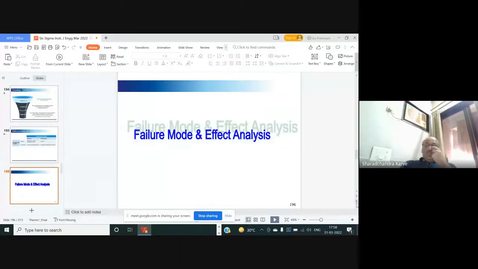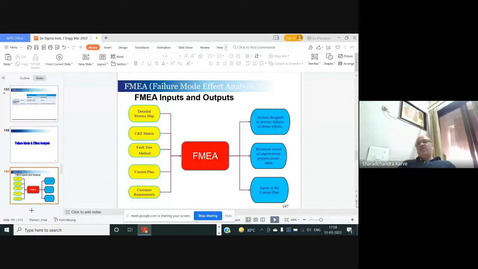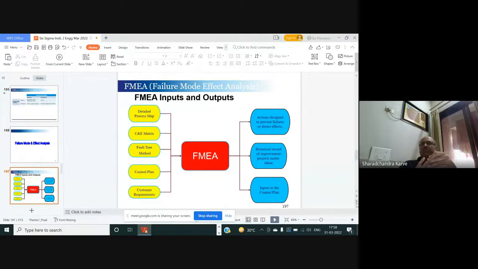Okay, so the next tool is failure mode effect analysis. Failure mode effect analysis comes from the automotive industry or equipment, etc. As we all know, the first step is what is the process. So if I want to conduct an FMEA for any process, the first thing is what are the inputs for that process. So, a detailed process map. You have seen this detailed process map, or cause and effect matrix.